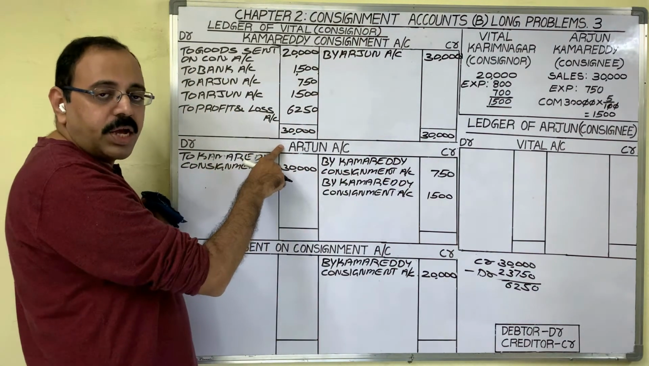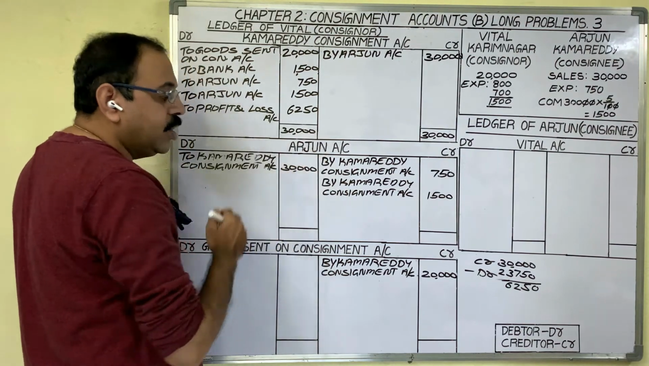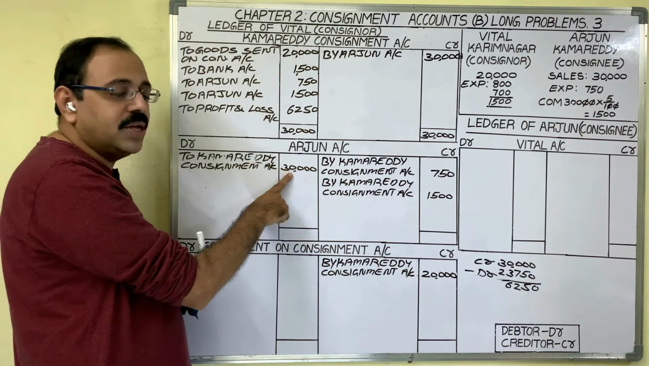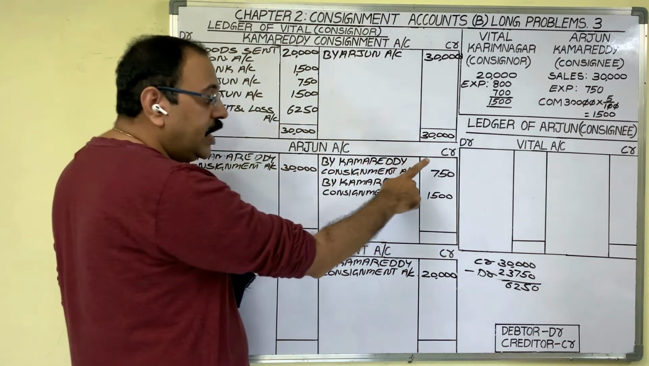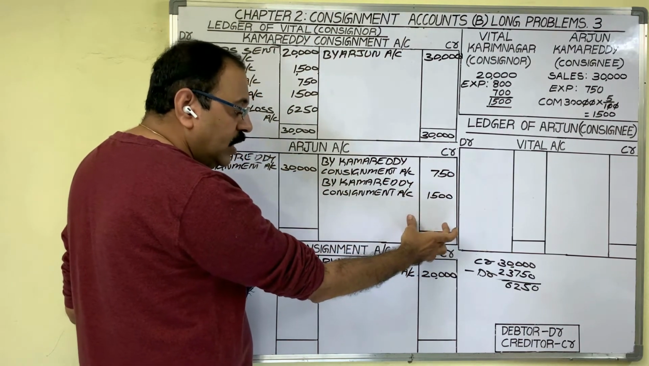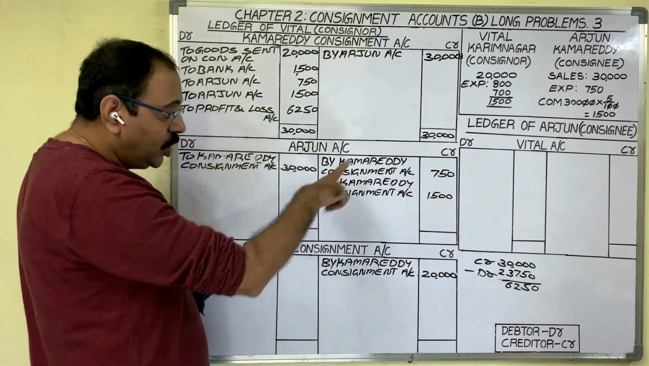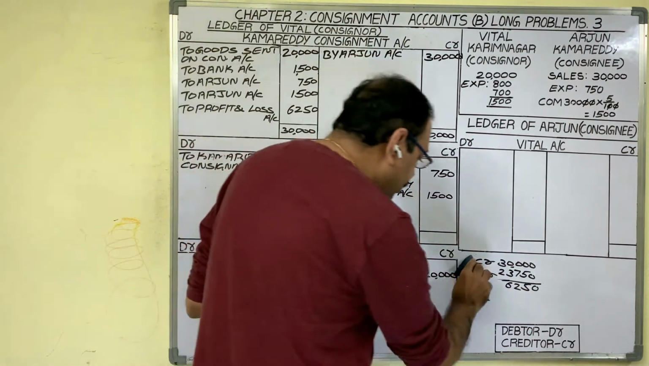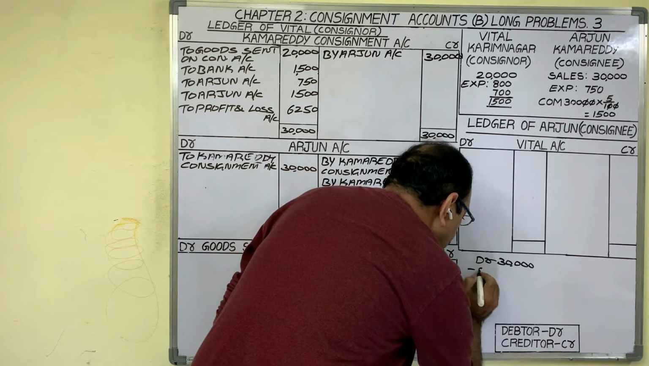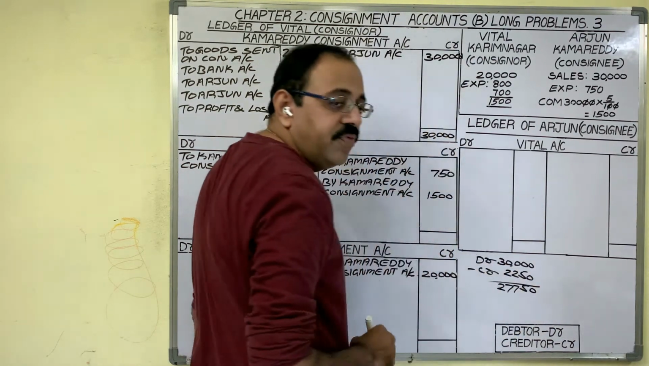Come to consignee's account. In consignee's account, we debited 30,000 because consignee sold a consignor's goods for 30,000. From 30,000 he deducted 750, 1500 and the remaining amount he sent to us through a bank draft. So observe the totals. Debit total is more. In rough notes, put the debit total first minus credit total. Difference is 27,750.